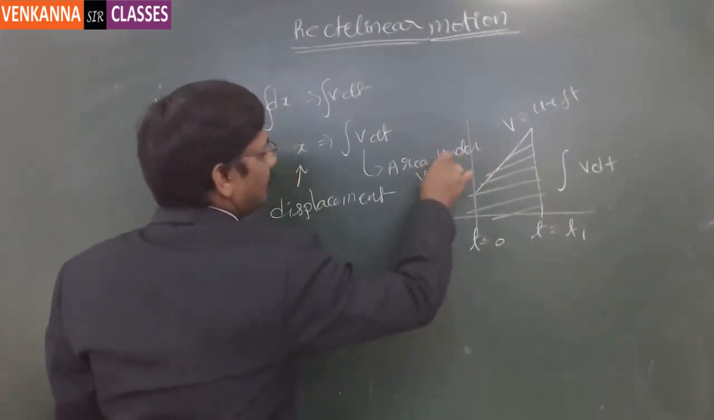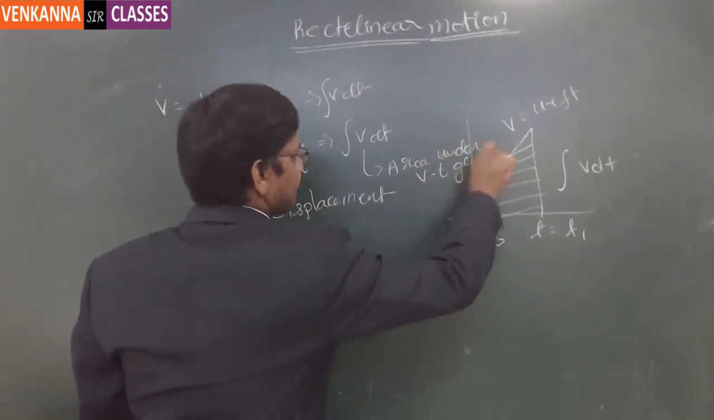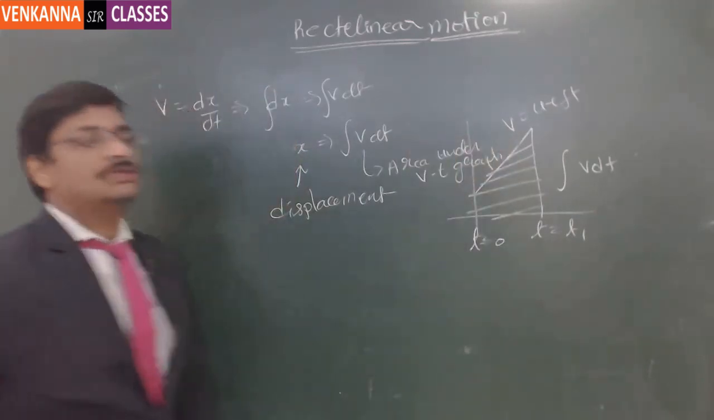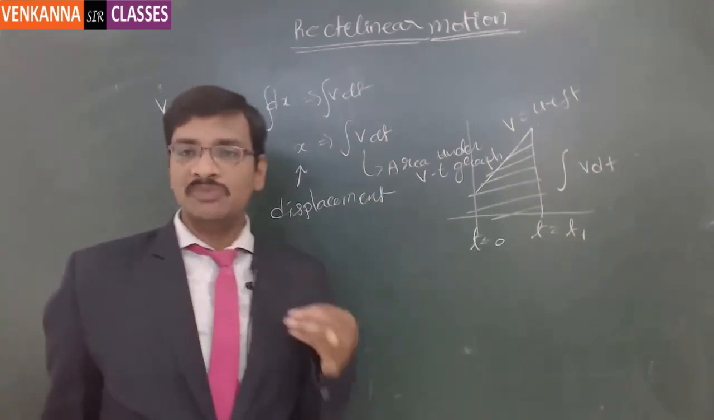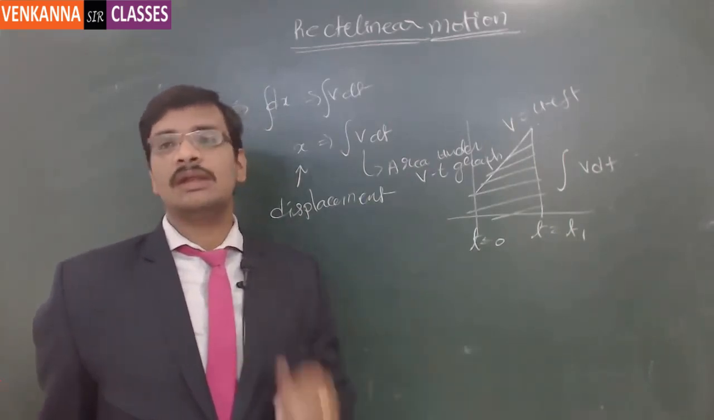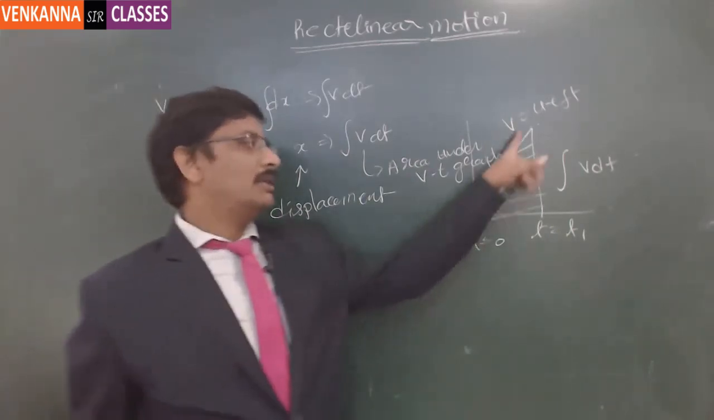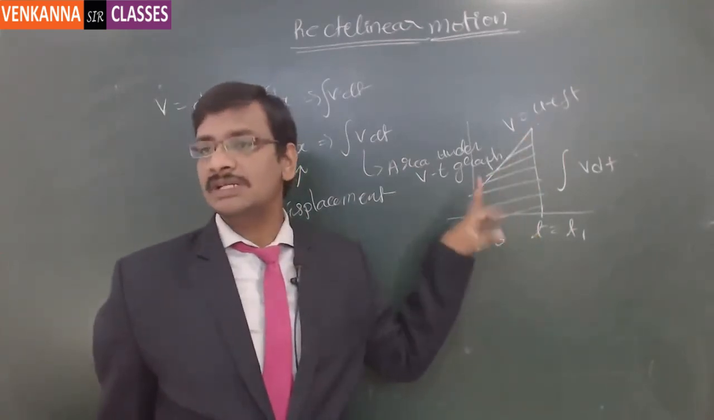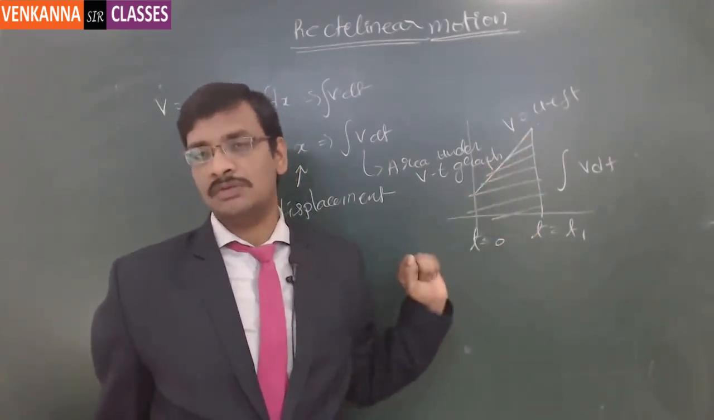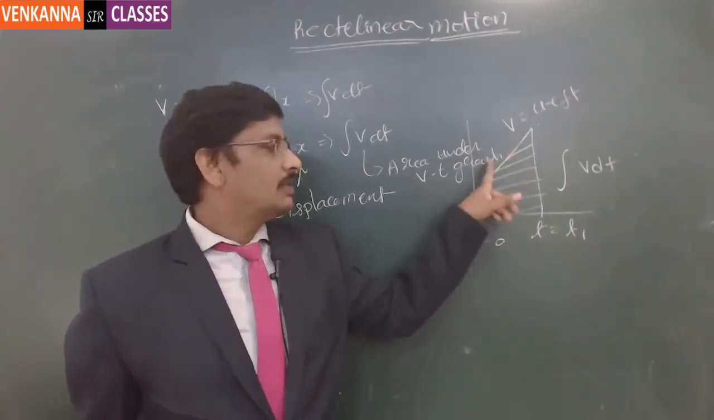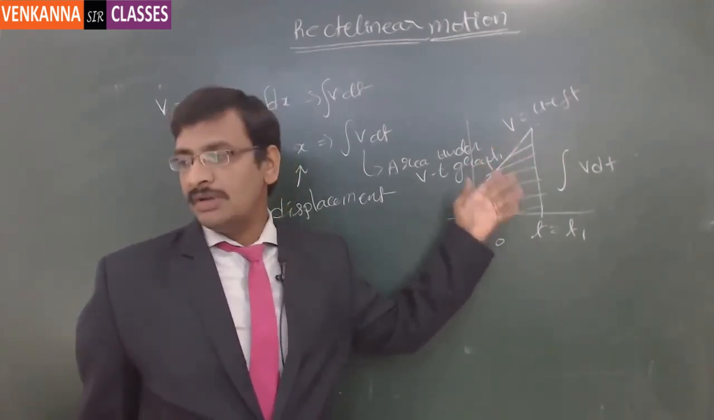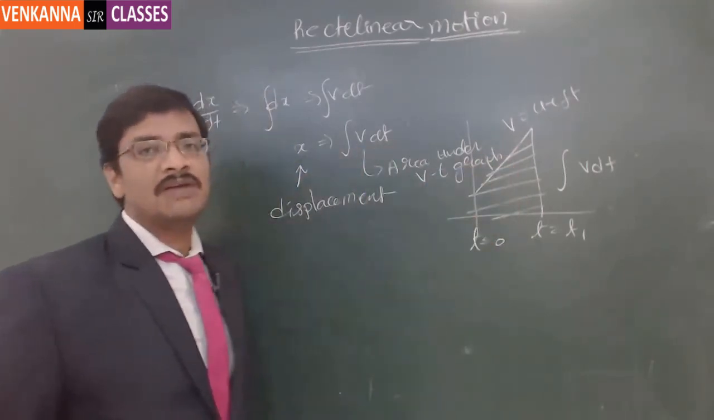Area under the VT graph. This essentially means that for any random VT graph, if you calculate the area bounded by the curve and the x-axis, it will give the displacement. So if the velocity varies like this, then the area under this particular curve is nothing but the displacement traveled by that particle.